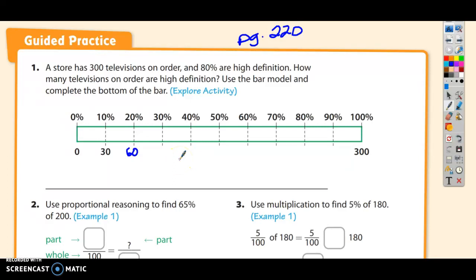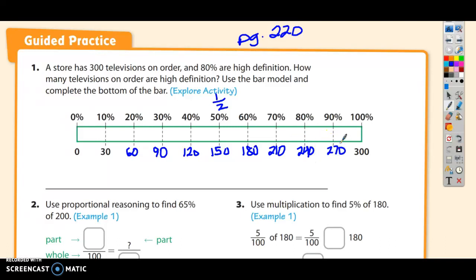And then another 10%, if you think about it, it's just another 10%. So if you add 10 more percent, you add 30 more, so it's going to be 90. So we're just going to do the multiples of 30. 30, 60, 90, 120, 150. This one should make sense because 50% is half. Half of 300 is 150, so that makes sense. Another 10% would be another 30, so it's 180. Add another 30, it's going to be 210. It's going to be 240. It's going to be 270.